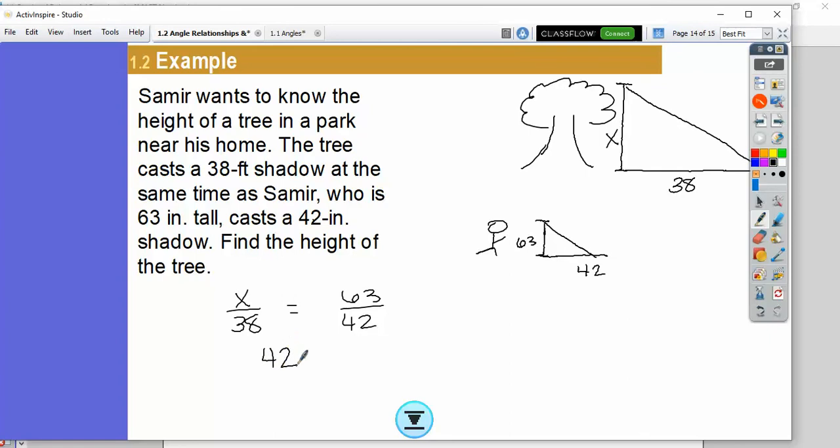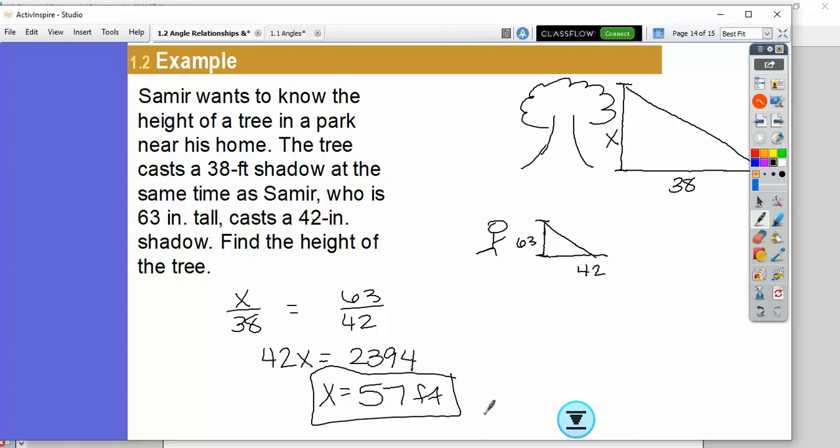So we get 42x equals 63 times 38, 2394. Divide by 42. And we get 57. Notice the height of the tree, so that's in feet. Any questions there?